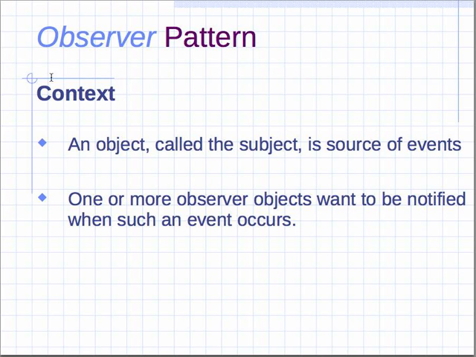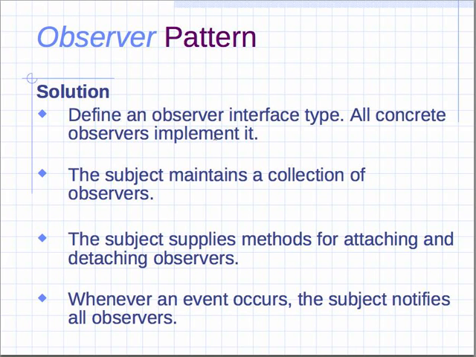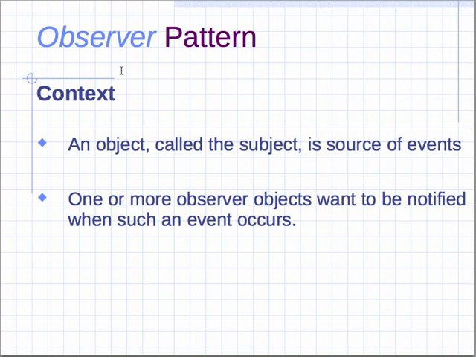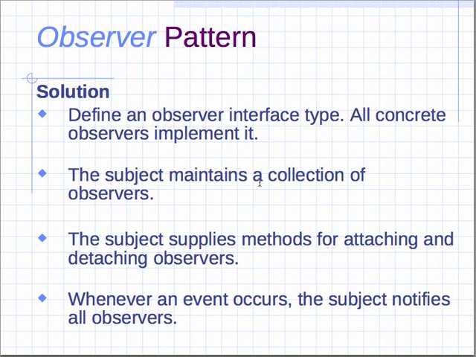So the context for the observer pattern is that there is an object called the subject or observable, which is the source of events. One or more observer objects want to be notified when such an event occurs. So that's the basic structure. How do you solve that requirement, or this specification that you should have a subject, source of the events, and then one or more observers want to be notified when something happens?